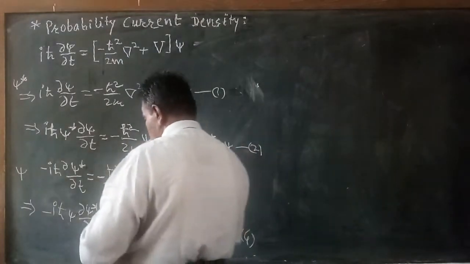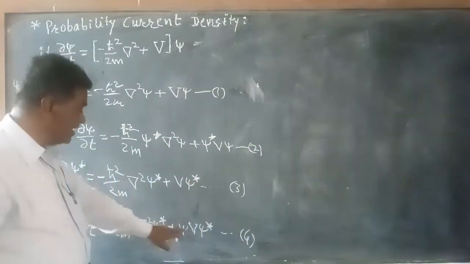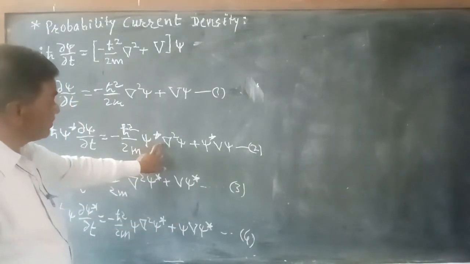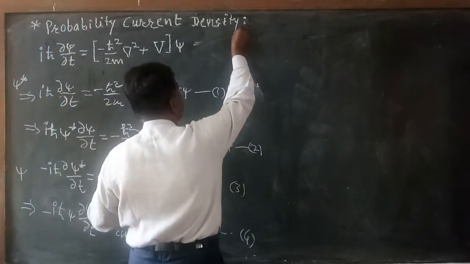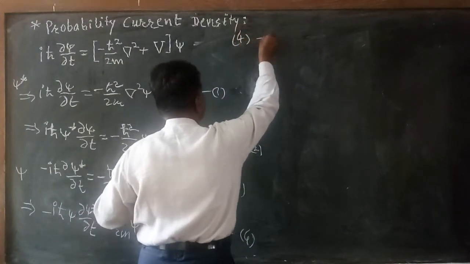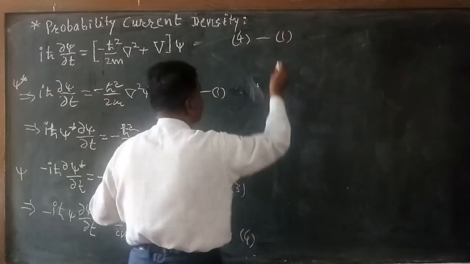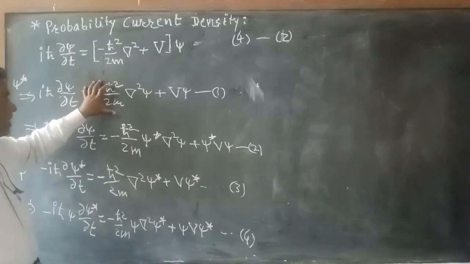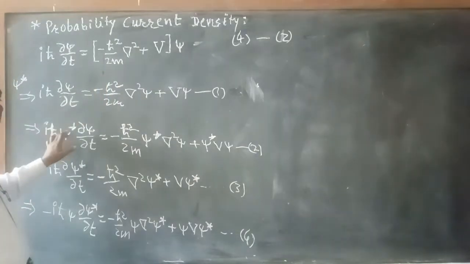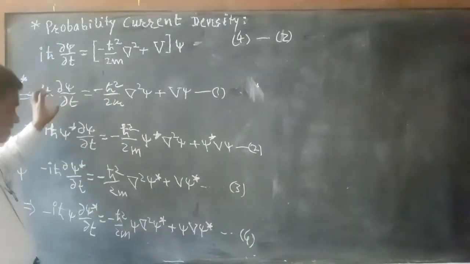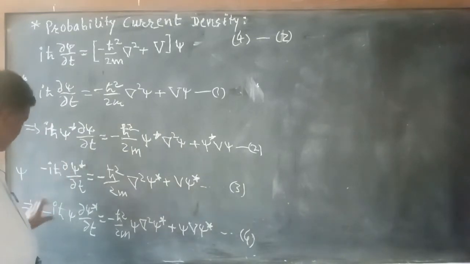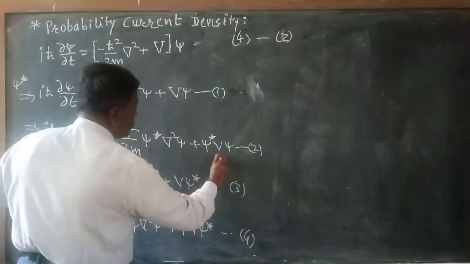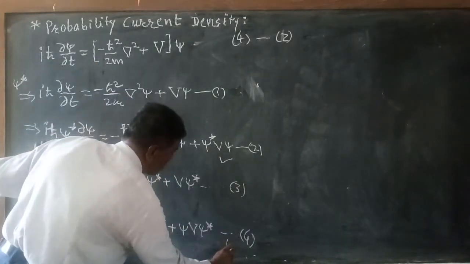Now, subtracting equation 4 from equation 2 here. So starting with Schrodinger's time dependent wave equation, multiplying by psi star, we are getting this equation. Taking complex conjugate, we are getting another equation, and multiplying by psi, we are getting this equation. These equations now, that is equation number 2 and equation number 4, we have to concentrate.